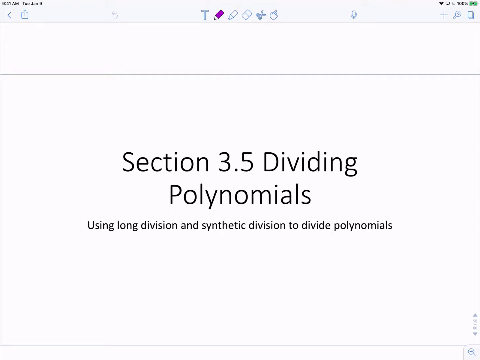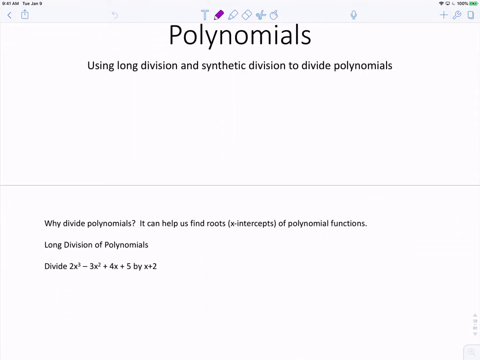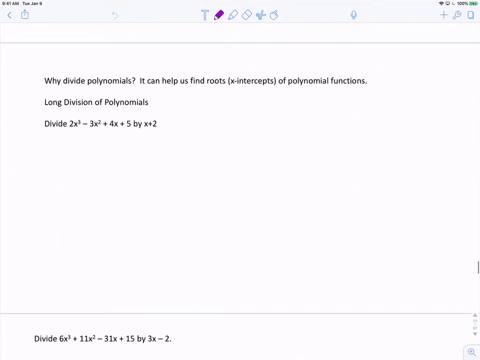Section 3.5, Dividing Polynomials, using long division and synthetic division to divide polynomials. So first question, why divide polynomials? Well, dividing polynomials can help us find the roots or x-intercepts of polynomial functions. There's two ways to do it. One is with long division and one is with something called synthetic division.